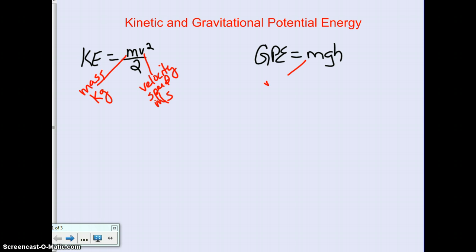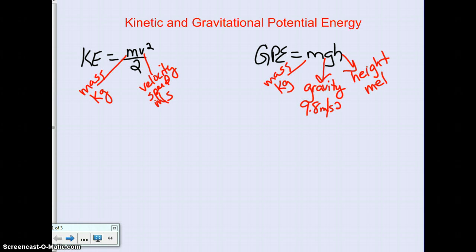Gravitational potential energy. Okay, the m, again, is mass, measured in kilograms. g is acceleration due to gravity, and that is measured as 9.8 meters per second squared. And then h would be height, which must be measured in meters.